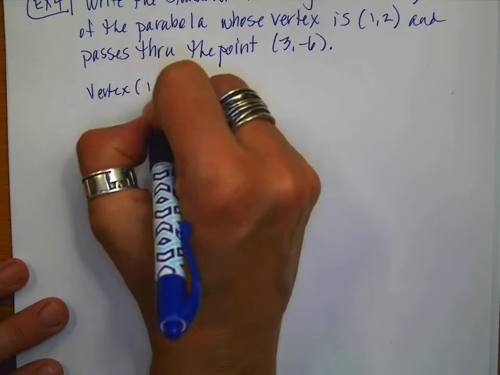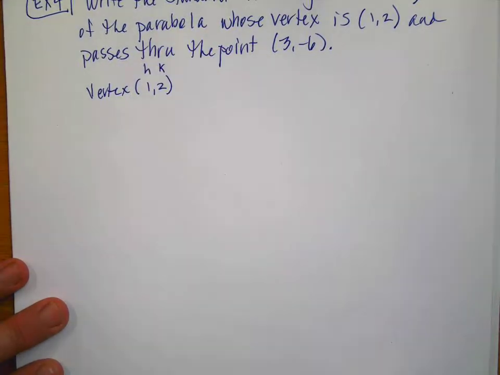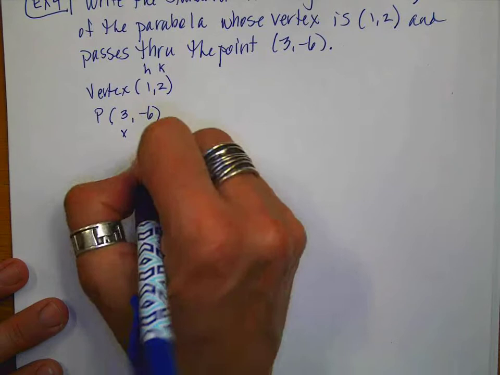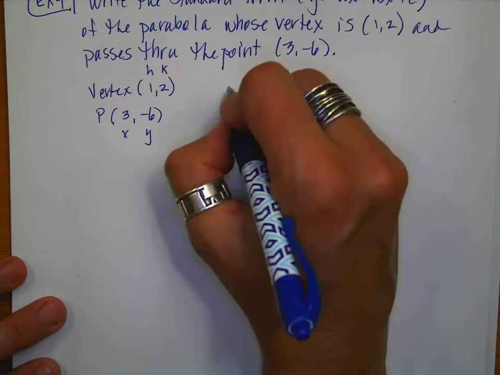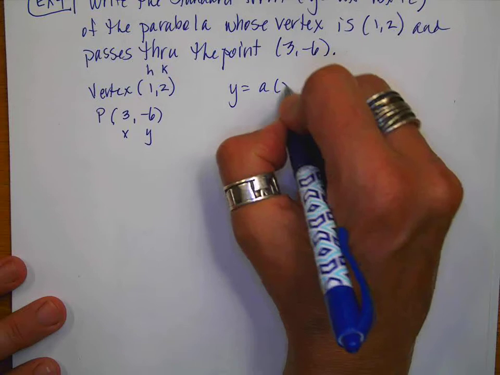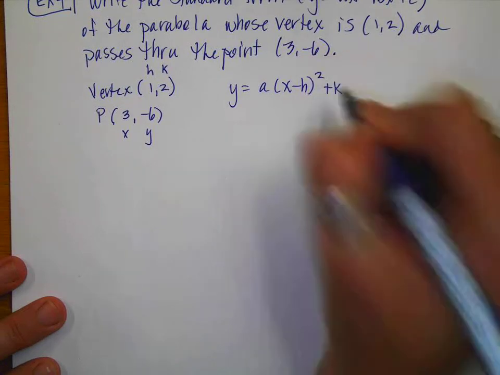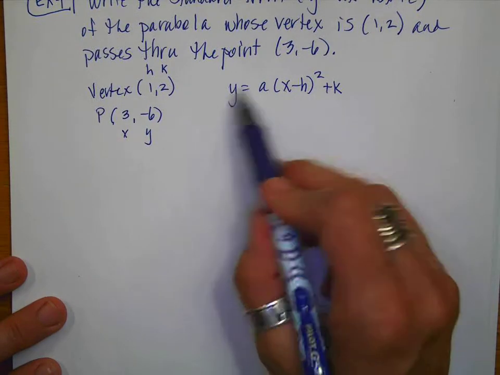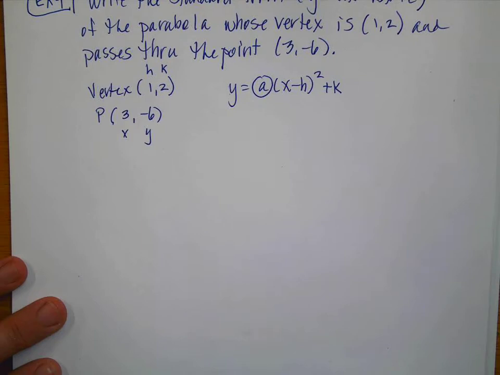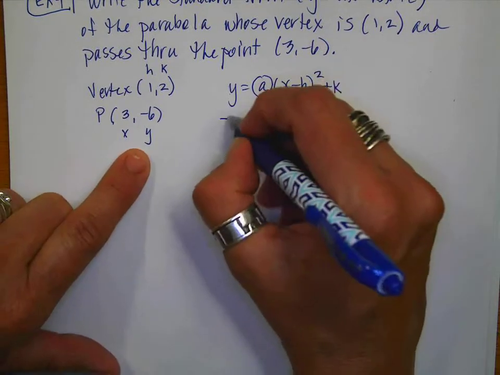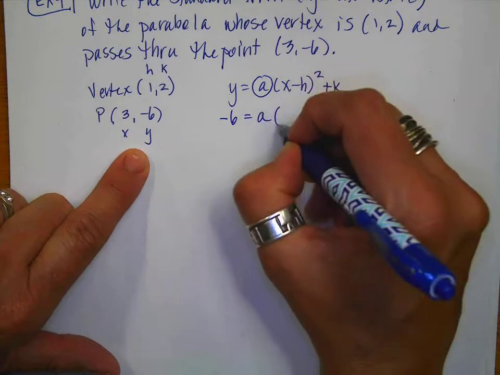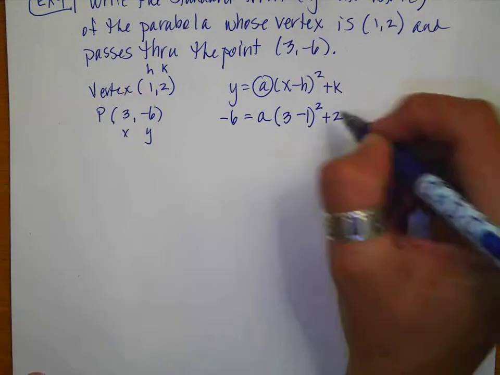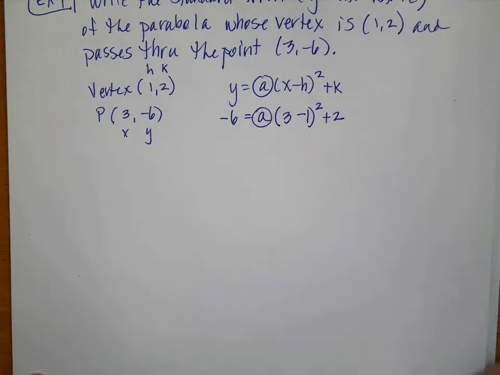So I know that the vertex is going to be (1, 2), so this is my h and k, and then I have a point that the graph passes through, and that's going to give me an x and a y. So I'm going to write my vertex form, y is equal to a times (x minus h) quantity squared plus k, and I'm going to substitute in the h, the k, the x, and the y so that I can solve for a. So I'm going to write y, negative 6, is equal to, I don't know a, x is 3, minus 1 quantity squared plus 2.